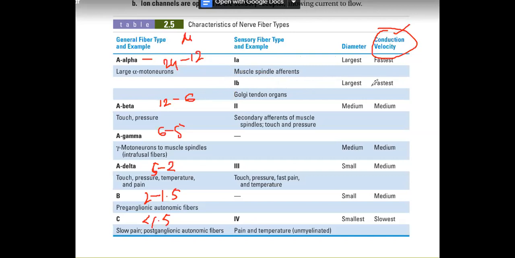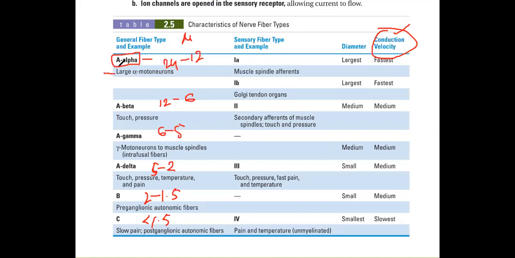Now let's talk about the function of these. The important things come now, which are asked. These diameters and the conduction velocity are not asked in your exams, but I am telling you to make you understand what this chart is about, because most of the students find this chart really difficult. So now the MCQs are starting.